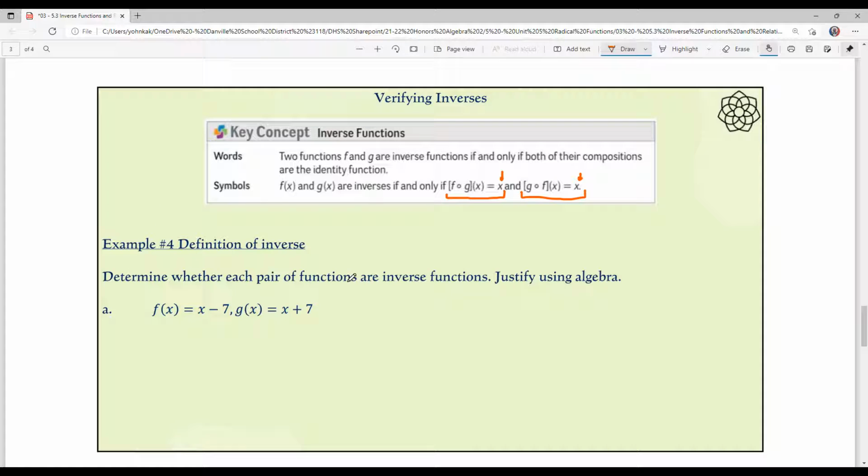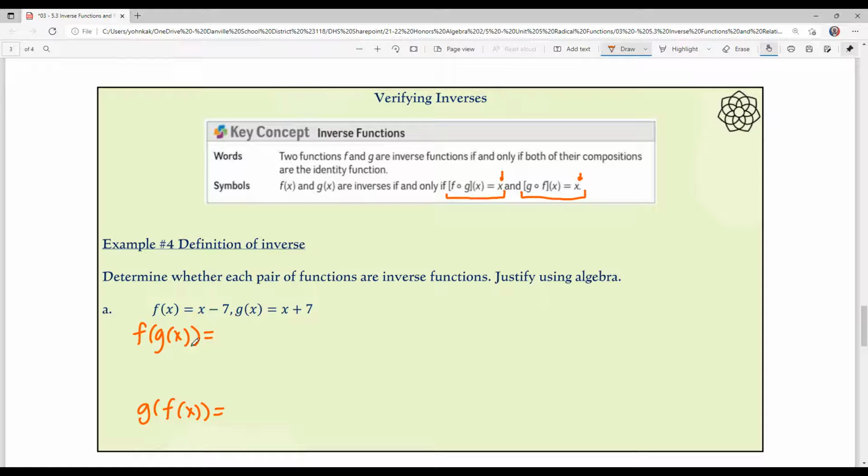So if I want to determine whether each pair of functions are inverses, justify using algebra, so that means I can't just graph them, then I need to find f of g of x, see what that equals. And I also need to find g of f of x, see what that equals. And if they both equal the letter x, when I'm done, then they're inverses of each other.